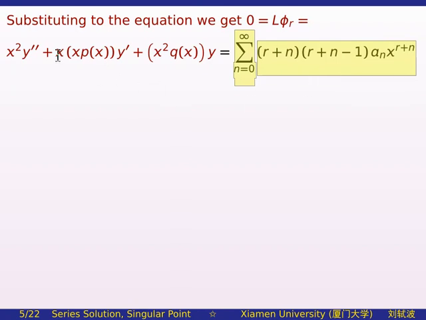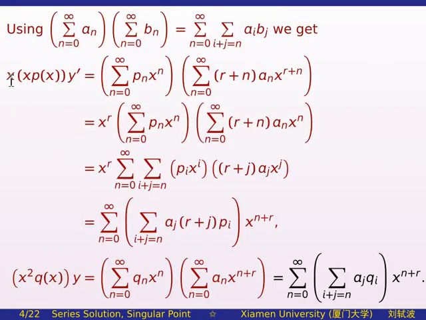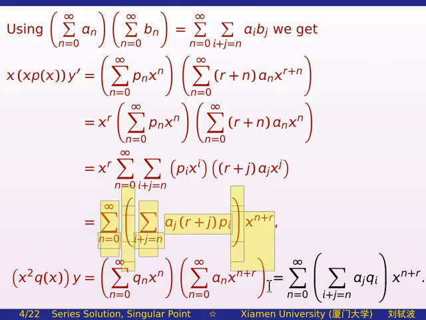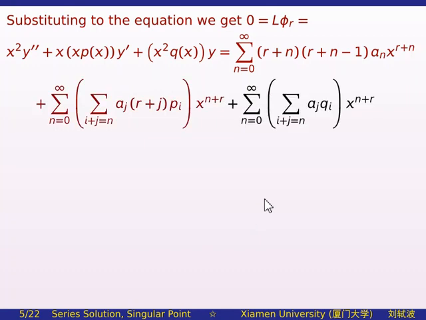And then substituting the y prime term we computed on the last page. The last page is this page. So this is the computation of the y prime term, which is this series. Okay, so we copy this series in our computation. So this is the sum over n from 0 to infinity, x to the n plus r, the sum of a j, r plus j, p i, where i plus j equal to n, summing over all i, j satisfying i plus j equal to n. Okay, this is the y prime term. And then the y term we also computed on the last page, which is the sum over n from 0 to infinity, of a j q i.